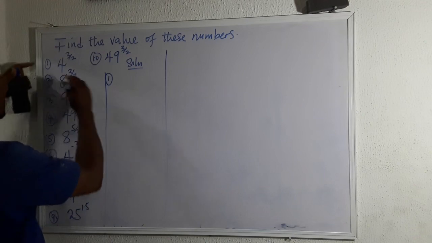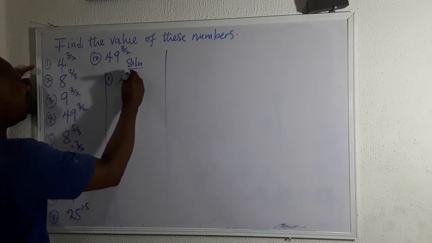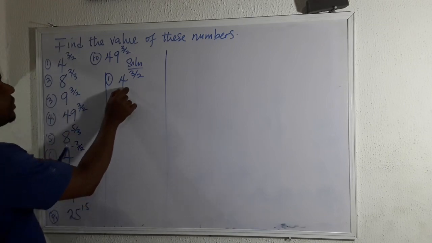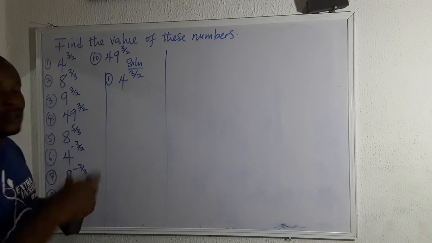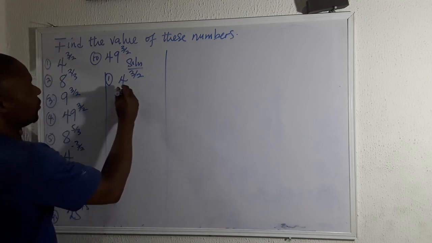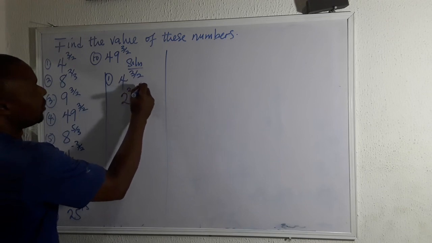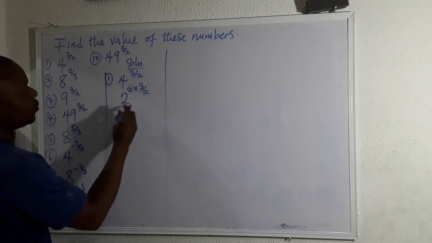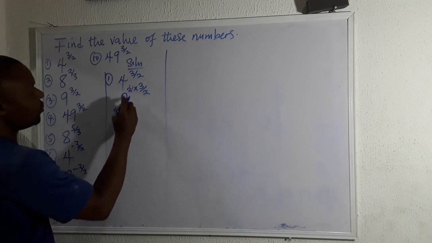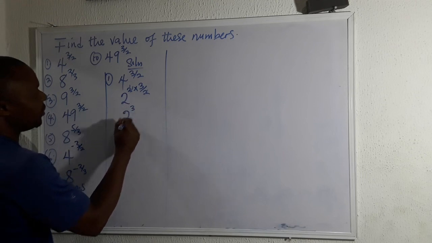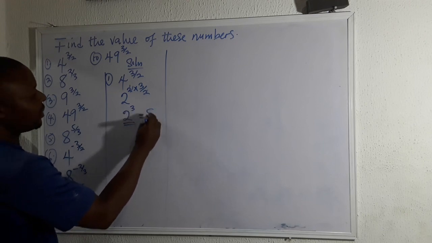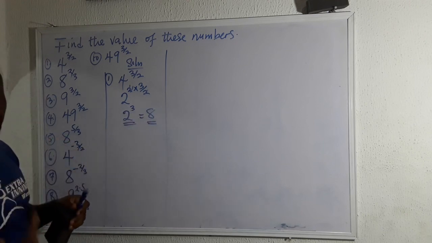Solution: 4 raised to power 3 over 2. What we need to do in this case is express 4 as 2 raised to power 2. So that would be 2 raised to power 2 times 3 over 2. Of course, 2 into 2 is 1, so what will be remaining is 2 raised to power 1 times 3, which is 3. And 2 raised to power 3 is the same thing as 8, because it's 2 times 2, 4 times 2, 8.